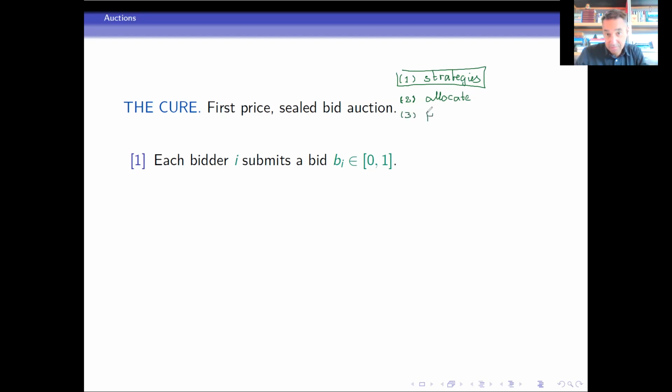And the third thing to specify is payment or payments. In this case, there's only going to be 1 payment because there's only 1 item. But in general, you could think that more people get something in the auction, and then more people might have to pay.